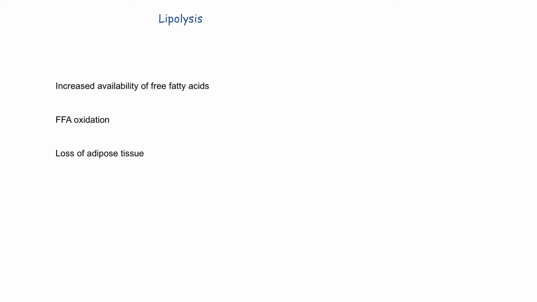Triglycerides in adipose tissue are broken down to free fatty acids and glycerol during metabolic response to stress. Free fatty acids are used as source of energy, but it requires adequate amount of oxygen and normal function of mitochondria.